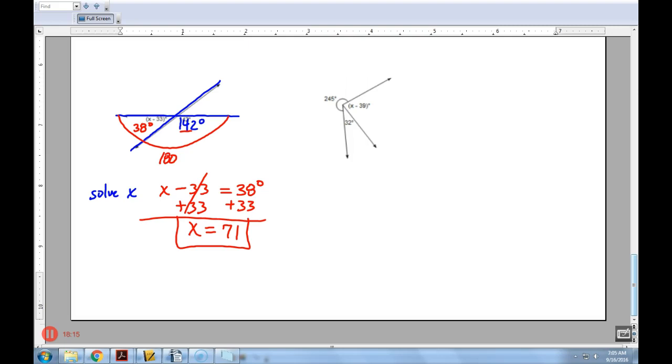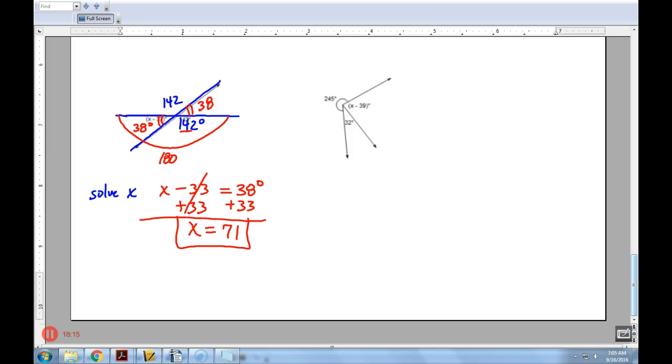Now if they want me to find all the true measures, this would be really easy. I didn't even need to do x. Once I have 142 and 38, I know this angle and this angle are vertical angles. They're formed by an X, so they have to be equal. And I also know that since this bottom angle is 142, this top angle is 142. So vertical angles kind of open the door to a lot of questions.